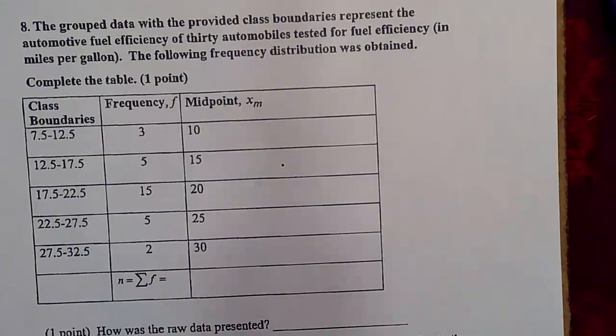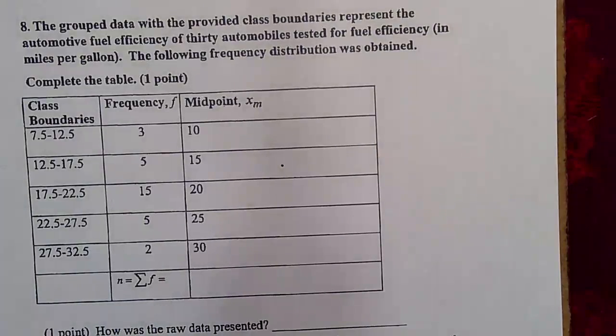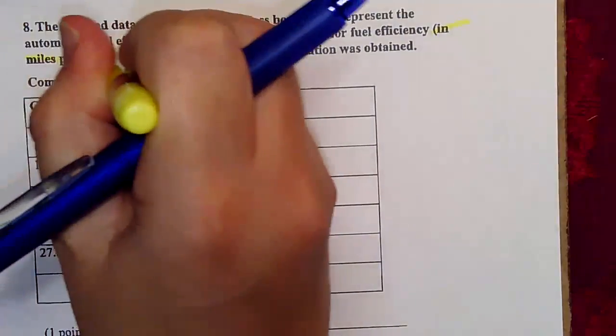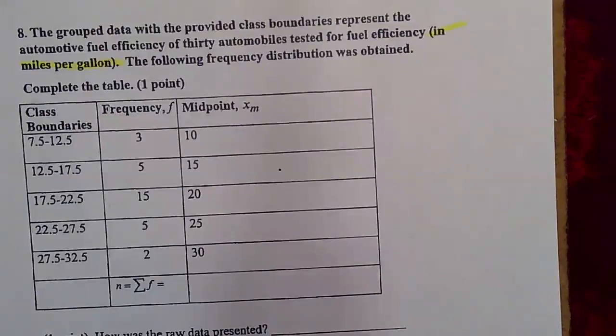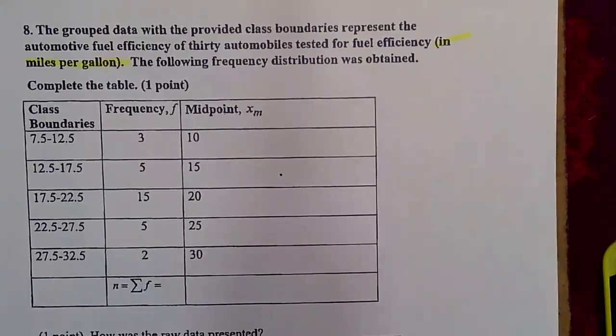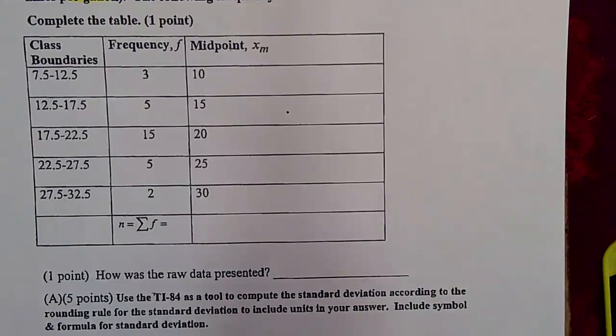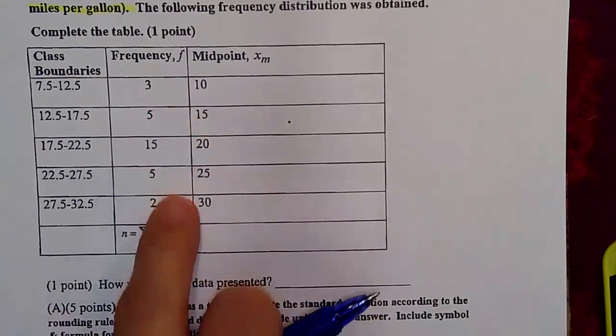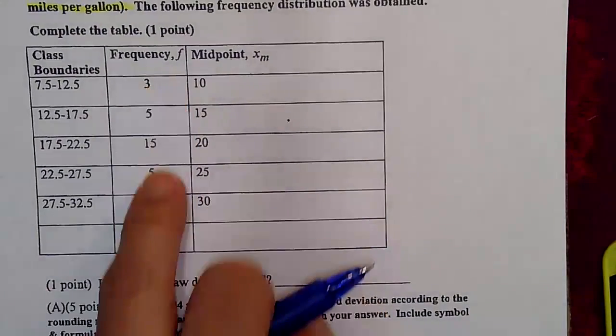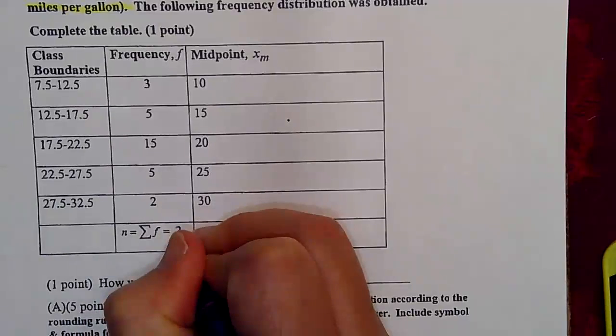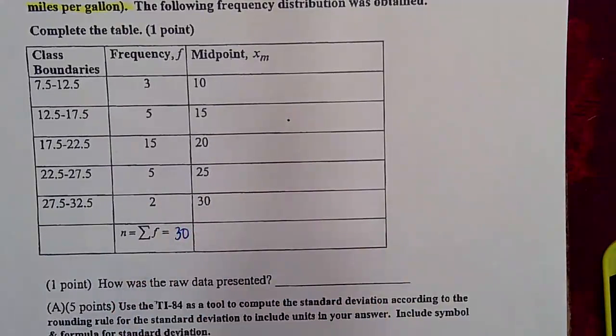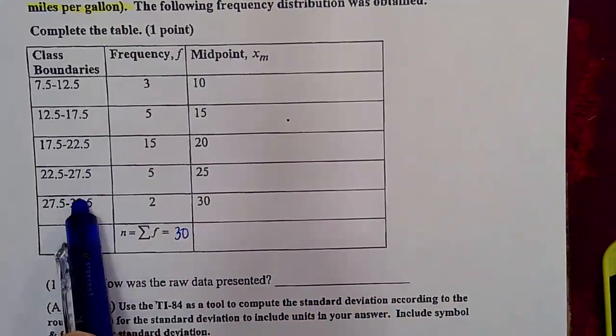The grouped data with the provided class boundaries represent the automotive fuel efficiency of 30 automobiles tested for fuel efficiency. Oh, here's your unit. See your units, miles per gallon. The following frequency distribution was obtained. Complete the table. Okay, so complete the table. It's almost complete, isn't it? The only thing that's missing is this. So when you add all those up, you should get 30. But other than that, it looks like it's complete. These are class boundaries, right?